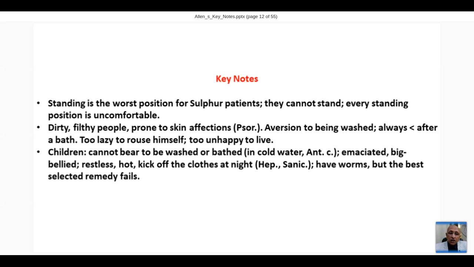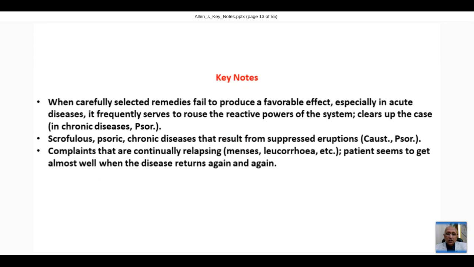So children cannot bear to be washed or bathed, emaciated, big-bellied, restless, hot, kick off the clothes at night, have worms, but the best selected remedy fails. These are keynotes related to the human being, related to that specific patient, related to the children, related to the women, whatever type of patient is sitting in front of you. The next few lines always denote the generalities, the key to the case. And that's why in every remedy which is a deep acting remedy or a constitutional remedy, in Allen's it has been written like that. Then there are few more keynotes there.